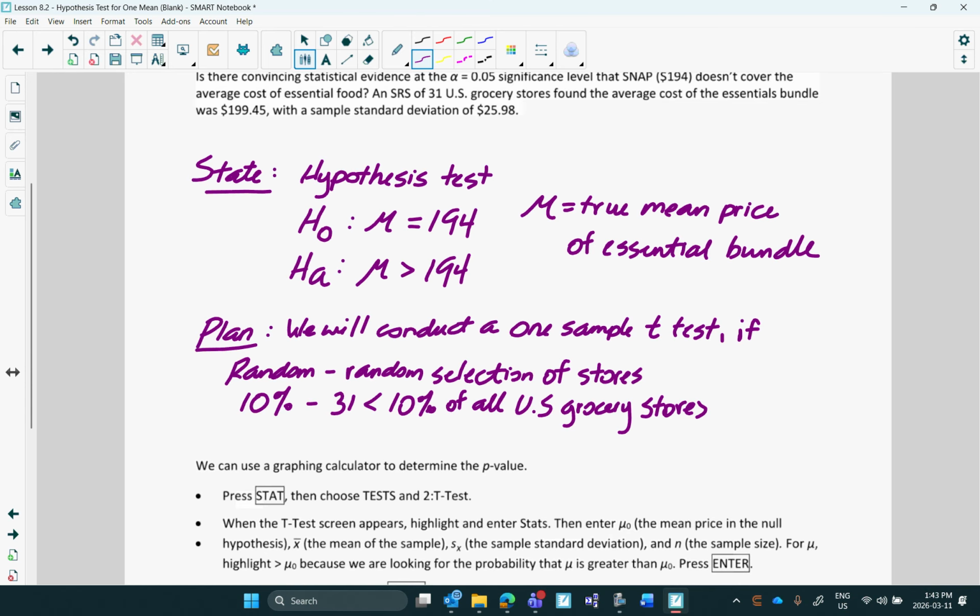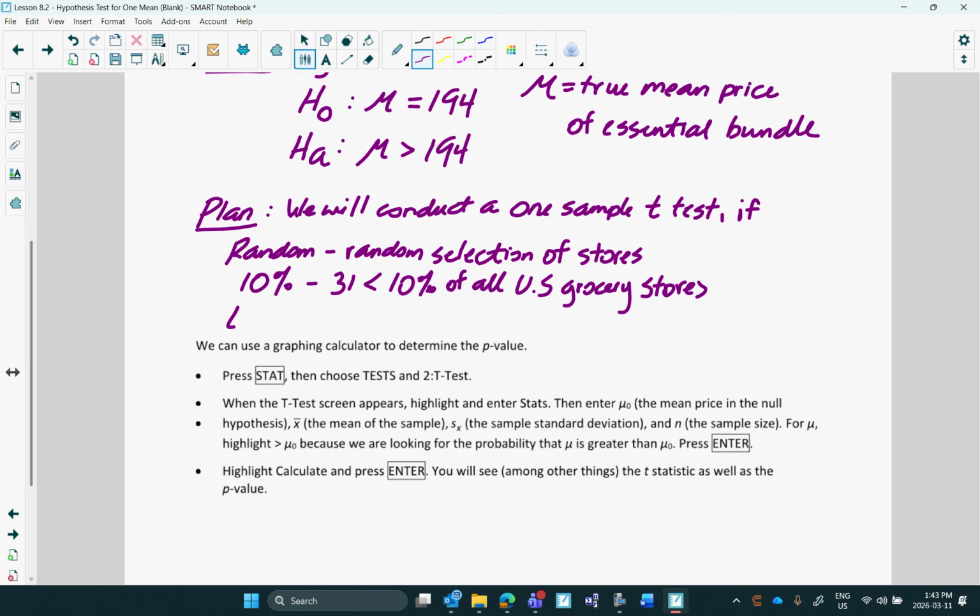And the last one, large sample. Have we met it? Yes. Just barely, because our sample size is greater than or equal to 30. So we're good, right? Once these are met, that means we can go ahead and do the actual calculations.